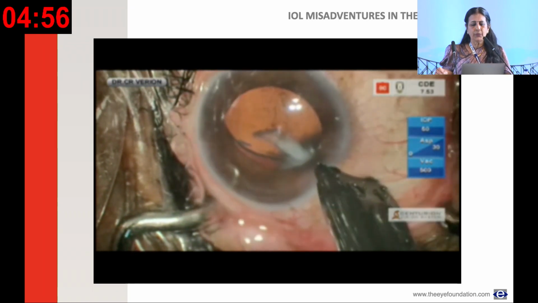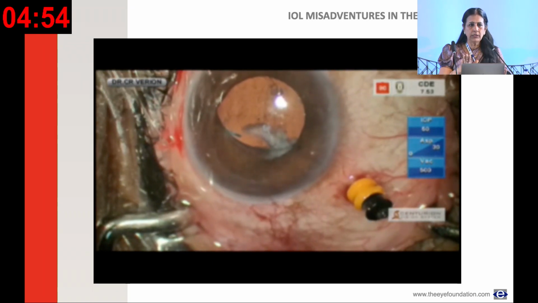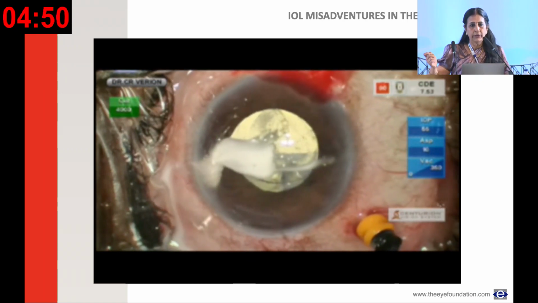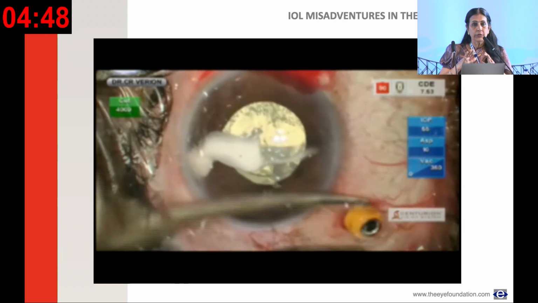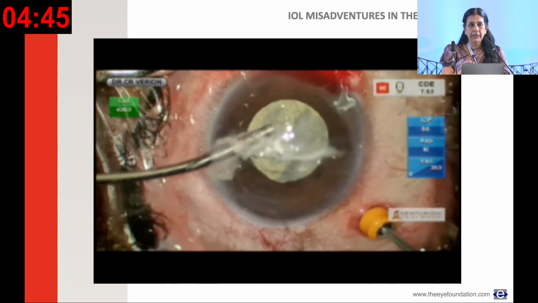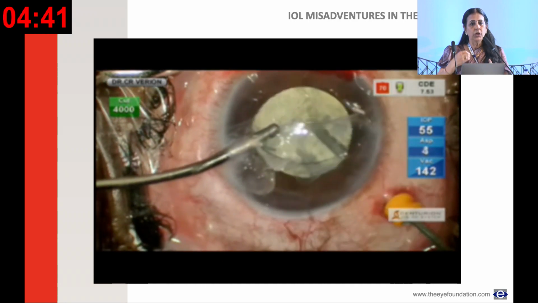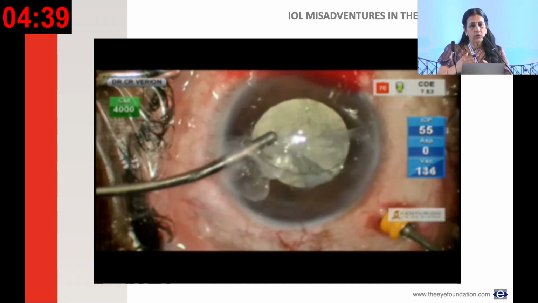This is the last of the videos. Apparently on the surgical table, it was all done. Next day, you see that there's a small nuclear fragment coming forward. So the lens has been placed on the remnants of the posterior capsule. So in this kind of a situation, it's best to go in via the pars plana route and do a complete vitrectomy.